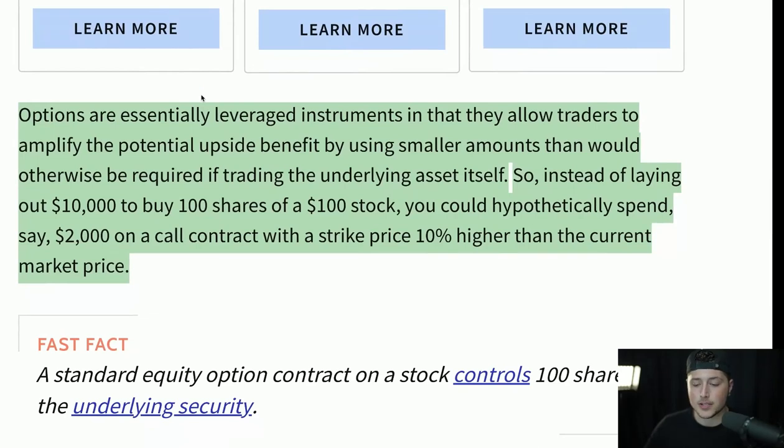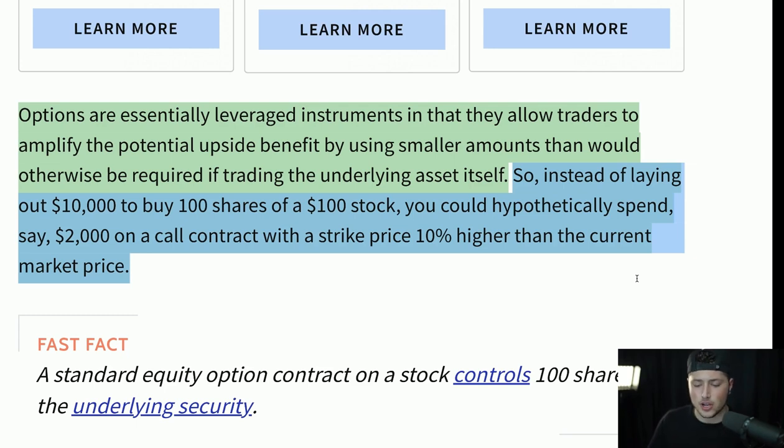Scroll down here. Options are essentially leveraged instruments that allow traders to amplify the potential upside benefit by using smaller amounts than would otherwise be required if trading the underlying asset itself. So this is exactly what I've been saying. Instead of laying out $10,000 to buy 100 shares of a $100 stock, you could hypothetically spend $2,000, honestly way less than that, depending on expiration dates and strike prices, which we're going to get to. You may even be able to buy that contract for $300 on a call contract with a strike price 10% higher than the current market price, right? And so that's you betting on the stock to go up.